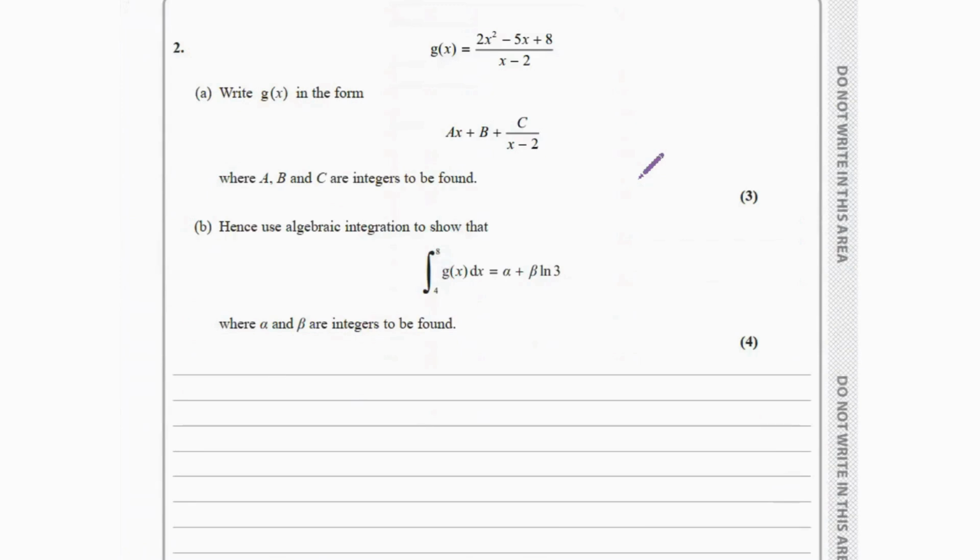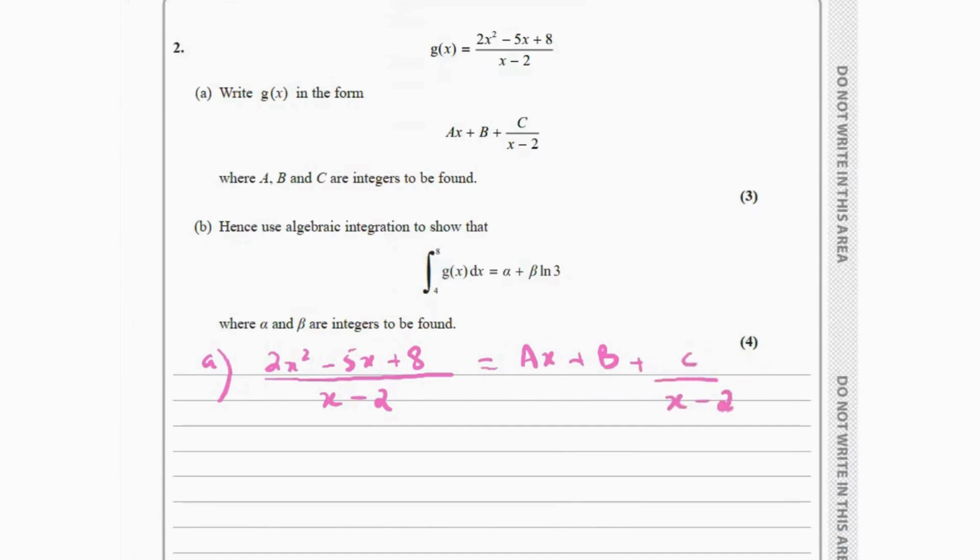Then it says, we have function g of x equals 2x squared minus 5x plus 8 over x minus 2. We have to write g of x in the form of ax plus b plus c over x minus 2, where a, b, and c are integers to be found. So for this, we're going to convert this into partial fractions. So (2x squared minus 5x plus 8) divided by (x minus 2) is equal to ax plus b plus c over x minus 2.